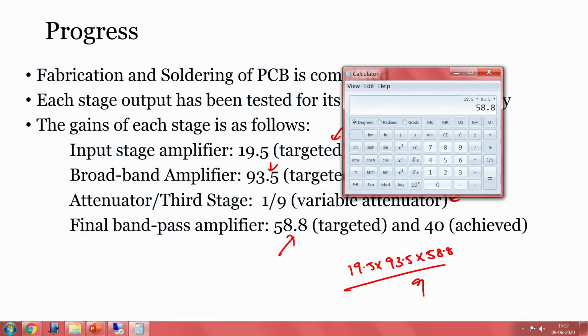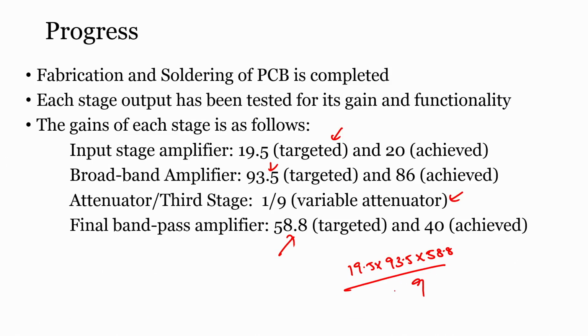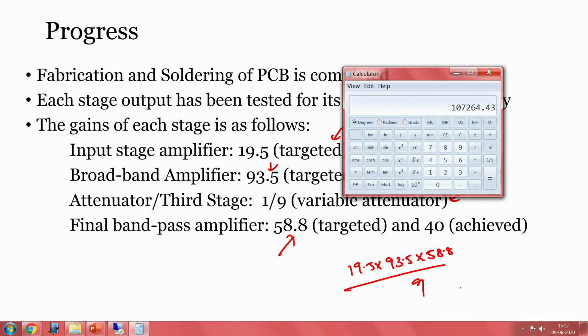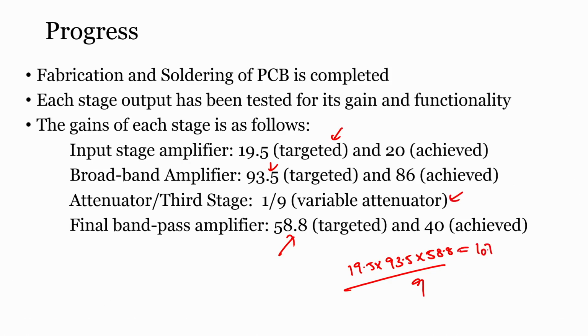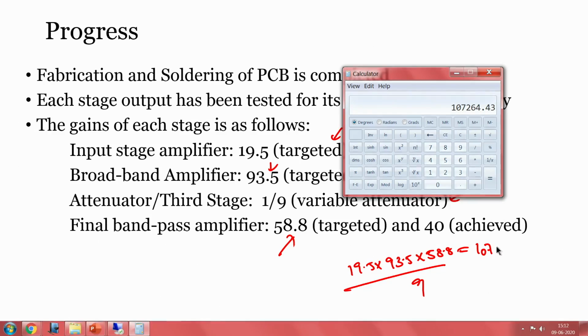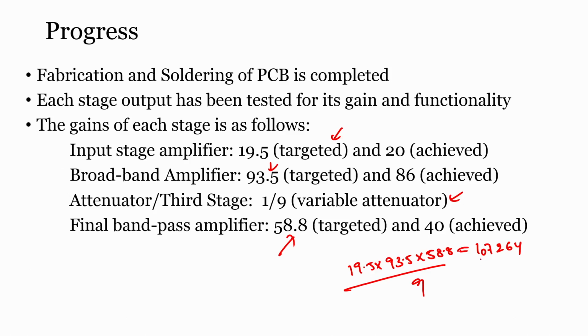19.5 into 93.5 into 58.8 divided by 9. If we don't consider the attenuator factor, the gain of this stage is 1,07,264 without this, divided by 9. So this attenuation factor will decrease the gain of the overall circuit.